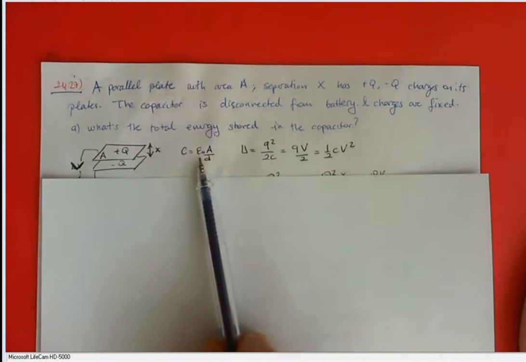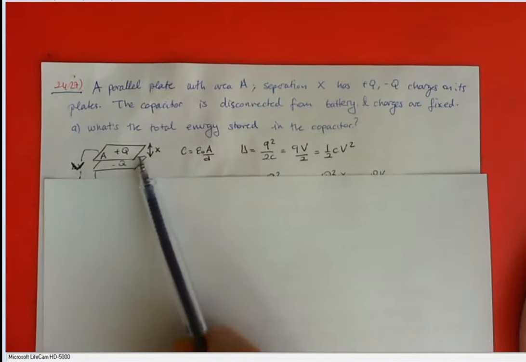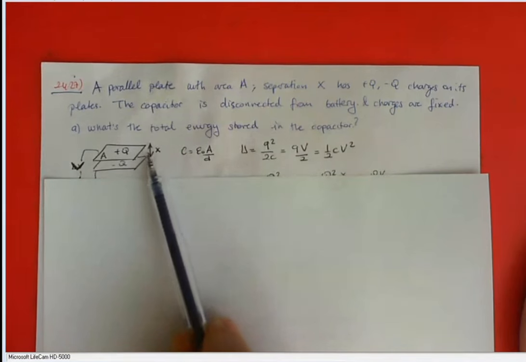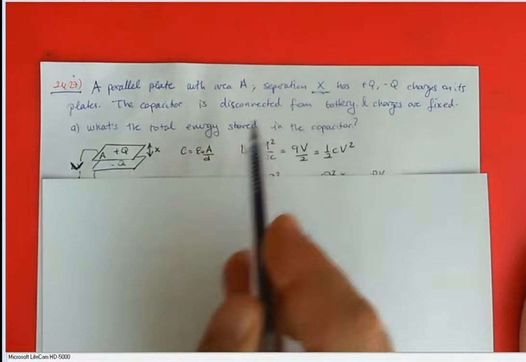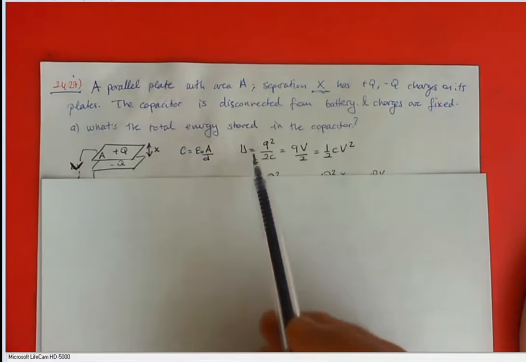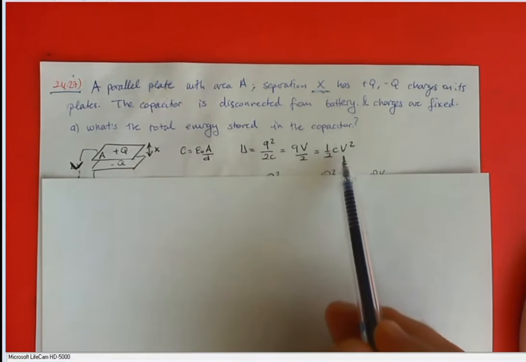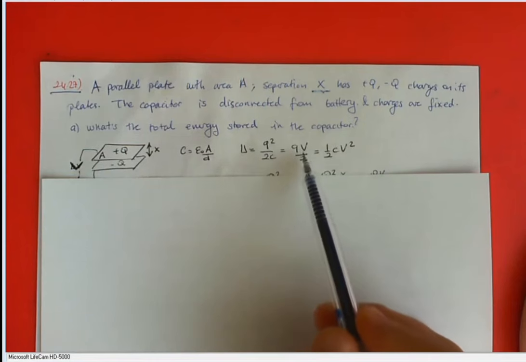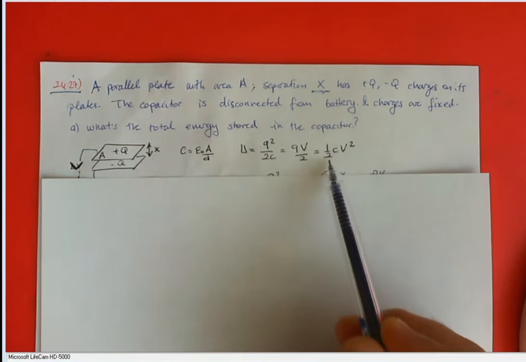So first of all, we know what the capacitance is. The capacitance of a parallel plate is epsilon 0 times the area of the parallel plate divided by the distance d. And since it has separation x, that means divided by x. And the potential energy, you can write in 3 different formulas: Q squared divided by 2C, or QV divided by 2, or CV squared divided by 2.